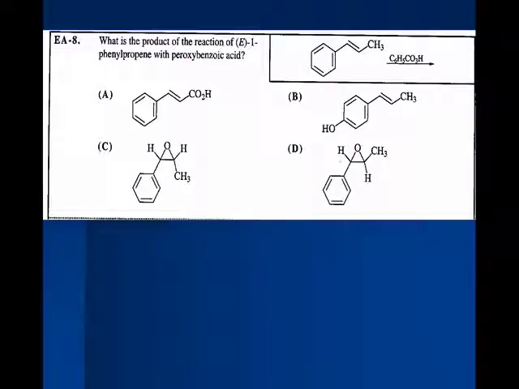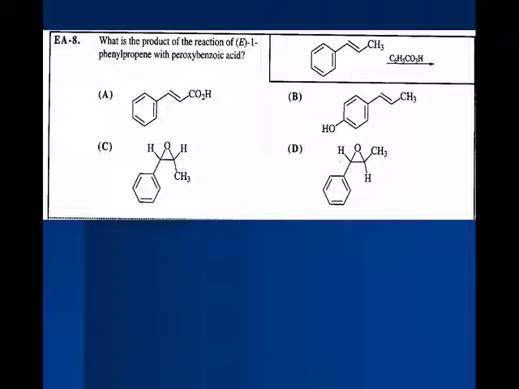What is the product of the reaction of E-1-phenylpropene with peroxybenzoic acid? You can only make A and B? Oh, you can eliminate. Very good. Why can we eliminate A and B? All right, very good. So A and B are eliminated. We know that peroxy acids of any kind will add to a carbon-carbon double bond to make an epoxide. And that's going to give us C or D as possibilities.